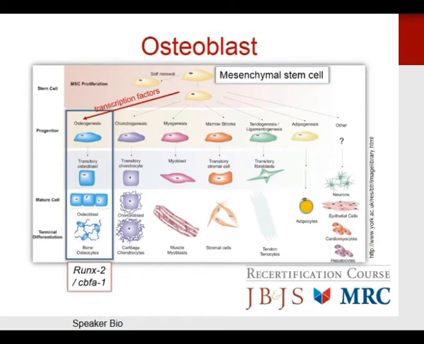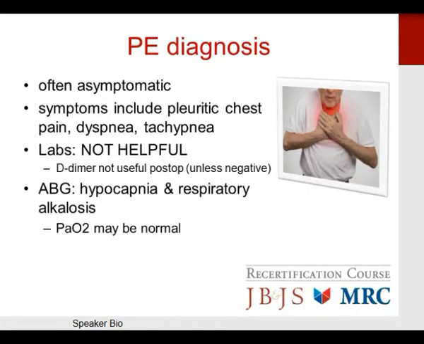It should be noted that the AAOS has advised against routine screening for DVT. So it's okay to test for DVT if the patient has symptoms, but you should not routinely screen your patient for DVTs. The diagnosis of PE can also be challenging. These patients, again, are often asymptomatic, but those patients with pleuritic chest pain, dyspnea, or tachypnea should be looked at for potentially having a PE.